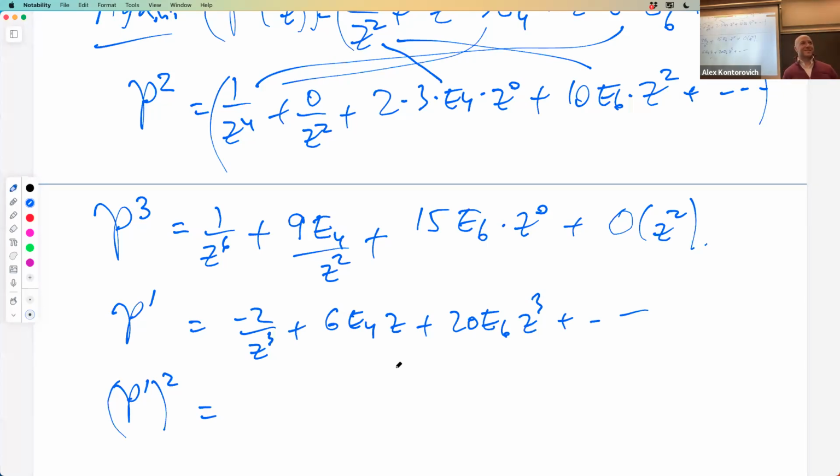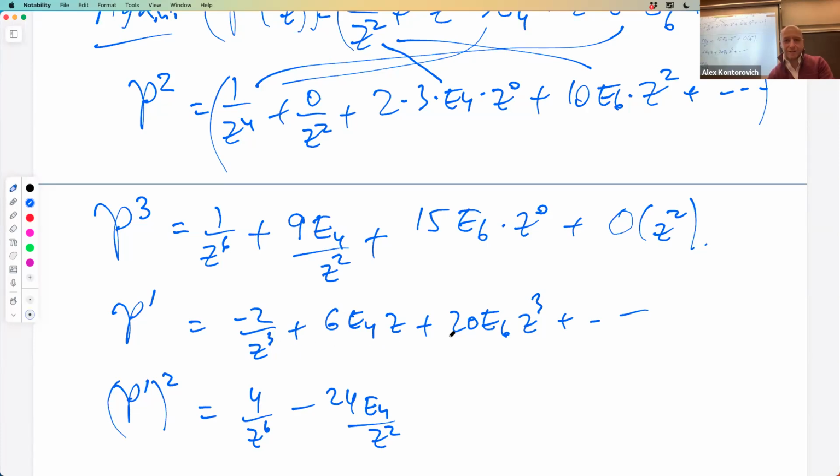Shall we do it? Okay, it's not that bad. So if I square this term, together now, 4 over z to the 6. The next square is going to give me a z squared. How about this cross term? Gives me negative 12, but there's 2 of them, so negative 24 E4 times z to the minus 2. That's interesting.